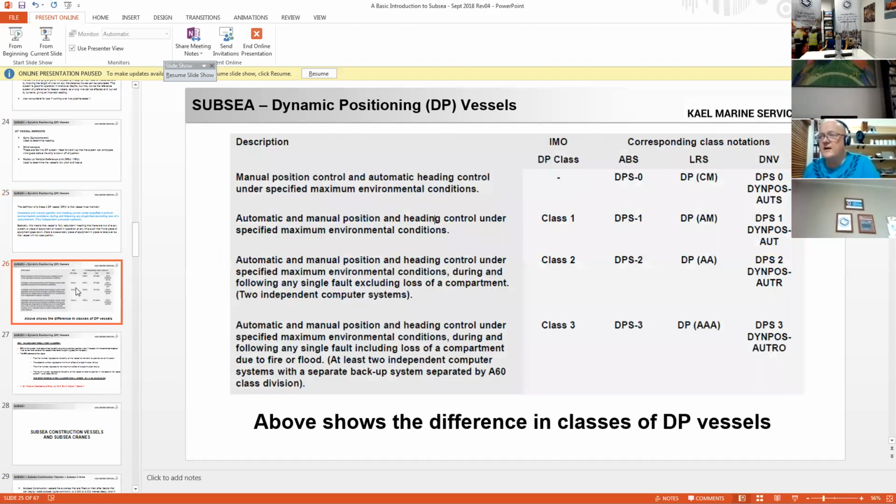Okay, so there are various different types of DP, and depending on the classification society, they reference them differently. For a normal Class 2 DP vessel, ABS will have a reference DPS2. Lloyd's will have it DP in brackets AA, and DNV will call that DPS2 DYNPOS-AUTR. That's just an example, but the different classes are shown there.